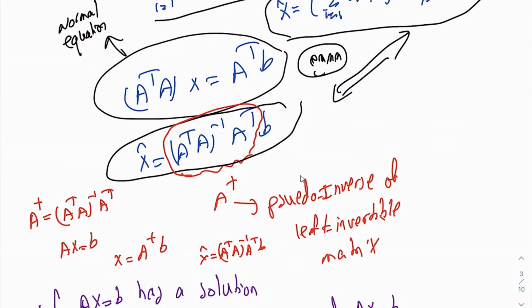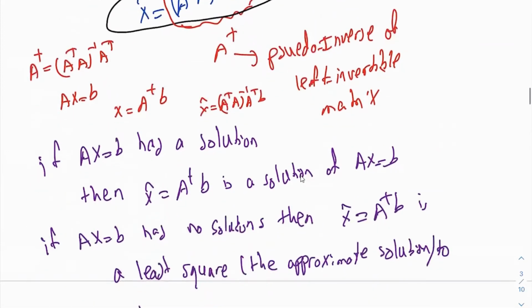So what this means is that if AX equal to B has a solution, that's what I wrote here, then X hat equal to A pseudo inverse B is the solution of AX equal to B. And if AX equal to B has no solution, then X hat equal to A pseudo inverse B is a least square solution for the problem AX equal to B. So when you go to MATLAB and use the backslash operator, this actually implements the least square problem for you. Whether it has a solution or not, MATLAB doesn't care. It always uses the least square operation.